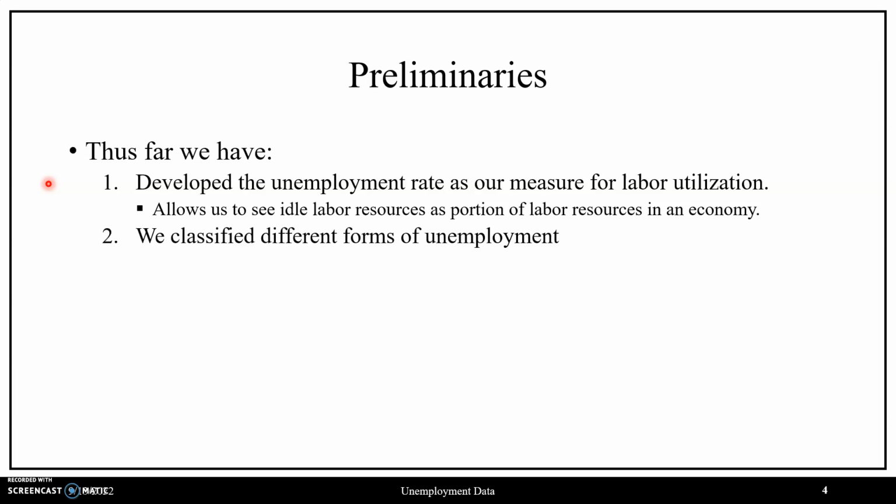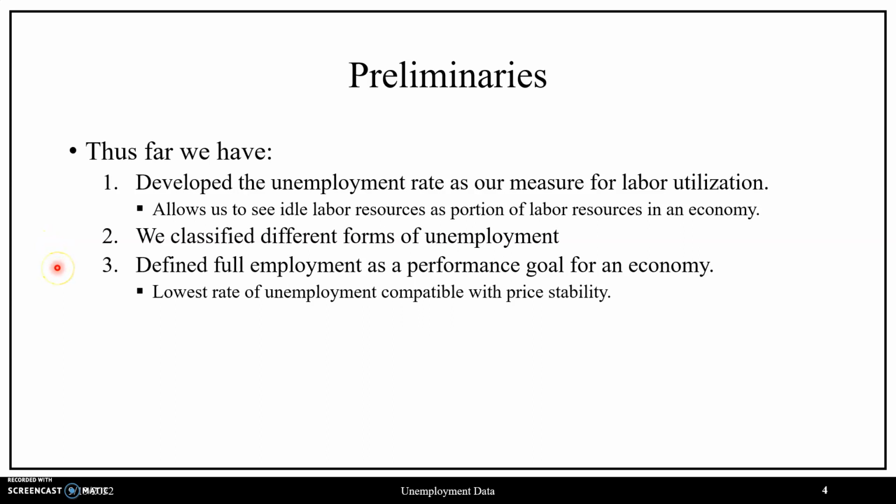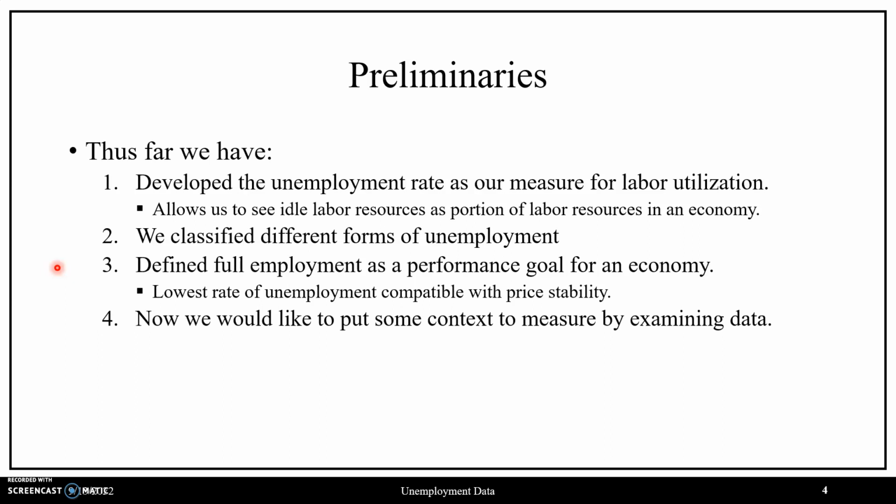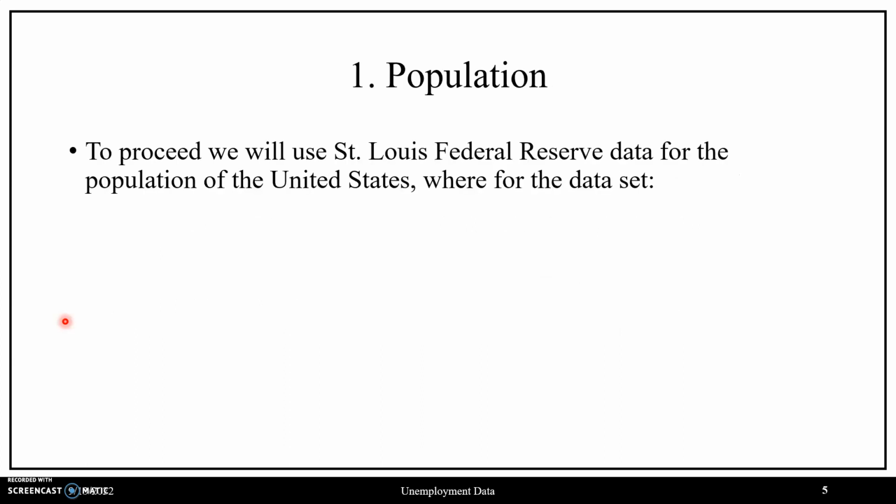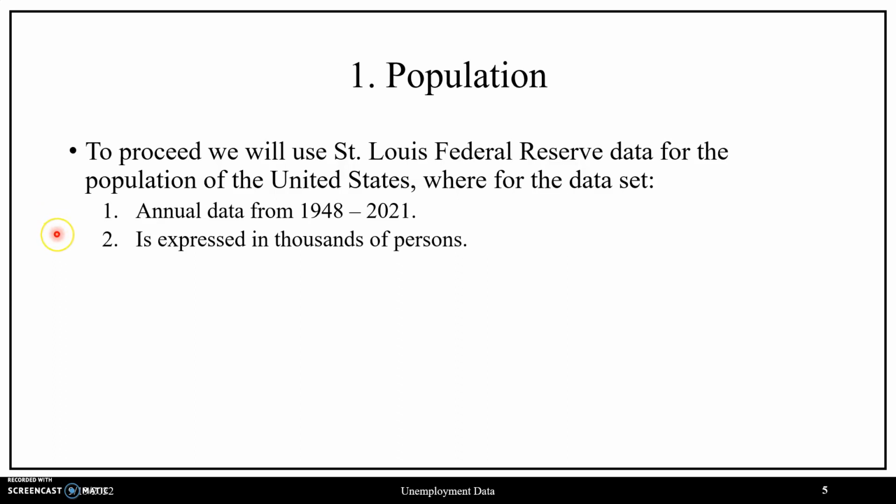With this in mind, starting with some preliminaries, thus far we have developed the unemployment rate as our measure for labor utilization in an economy. We have classified different forms of unemployment as well as defined full employment as a performance goal for an economy. Now we would like to put some context to our measure by examining some data like what we did with real GDP. So to proceed, we will use St. Louis Federal Reserve data for the population of the United States, where with respect to this data, it will be annual data from 1948 through 2021 and will be expressed in thousands of persons.